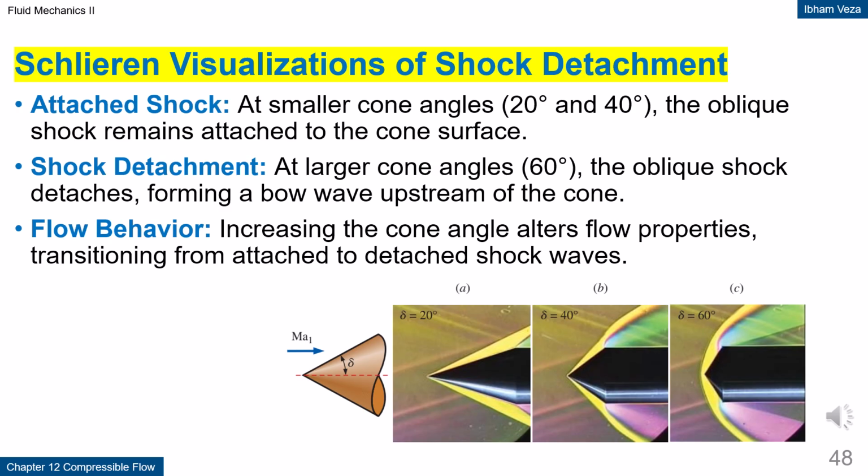Schlieren visualizations of shock detachment. At small cone angles, the shock remains attached to the cone surface. When the angle is increased, the shock moves away and eventually detaches. Schlieren visualization shows this change very clearly. The transition from attached to detached shock indicates a clear geometric limit. This is very important in the design of rocket noses and space vehicles.